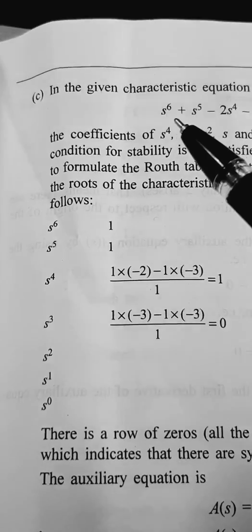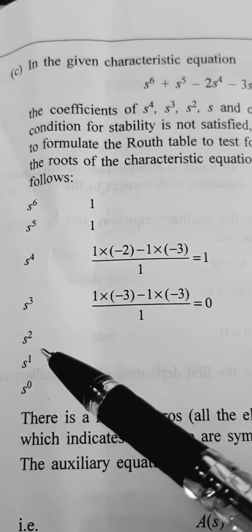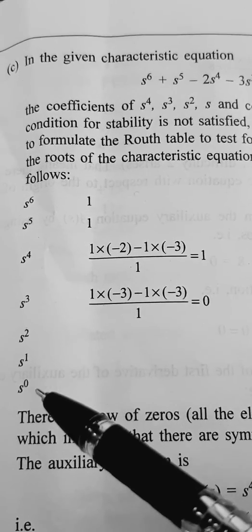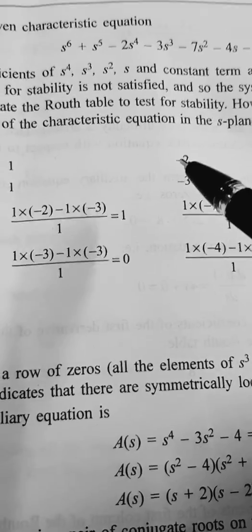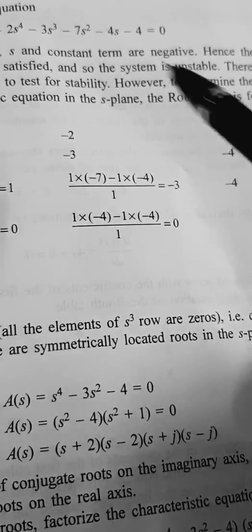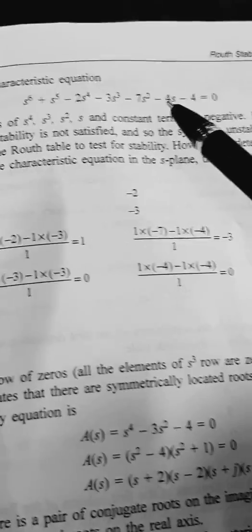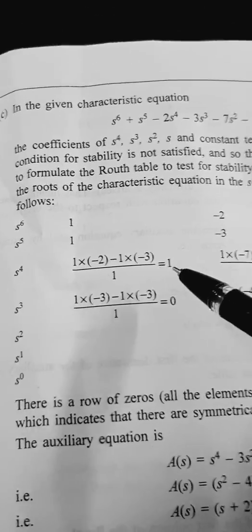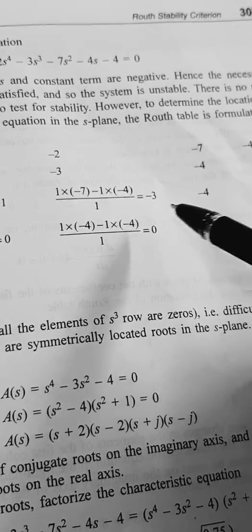So the highest term here is s raised to 6, then s raised to 5, s raised to 4, s raised to 3, s raised to 2, s raised to 1, and s raised to 0. Now the coefficients: 1, then next to next, that is minus 2, next to next minus 7, then next to next minus 4. Then similarly for s5: 1, next to next minus 3, next to next minus 4, next to next 0. Then when you are analyzing it, you will get for s4: 1, 3, minus 1, minus 3, minus 4.